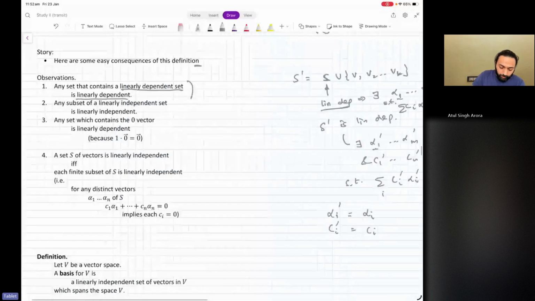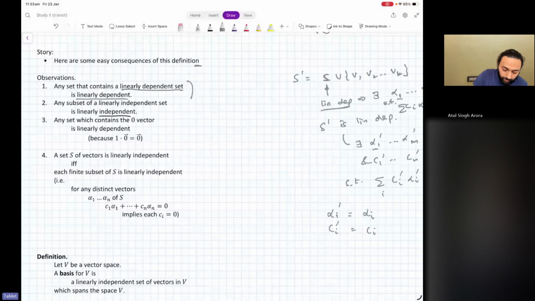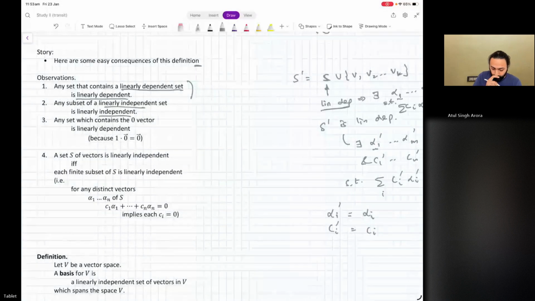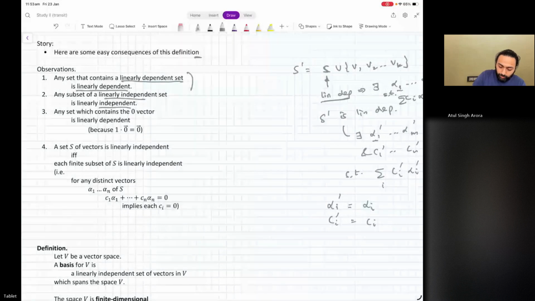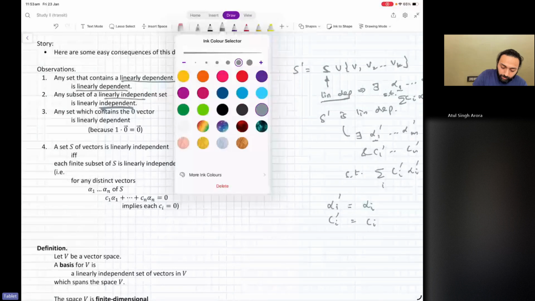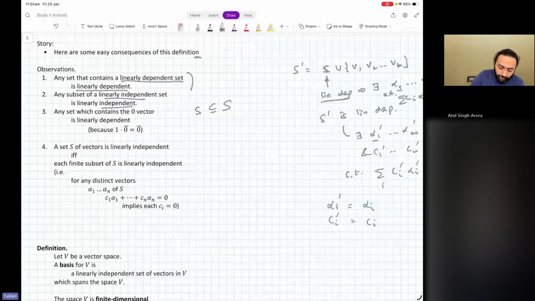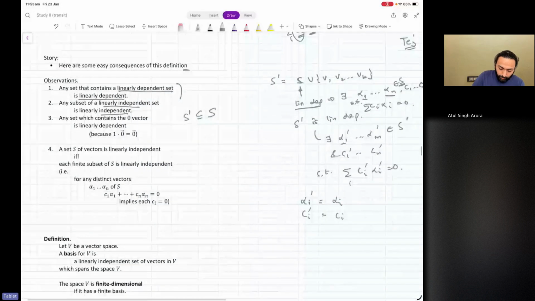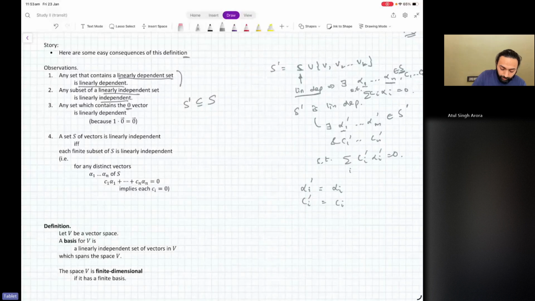Okay, so Tej, let's continue. Any subset of a linearly independent set is linearly independent. Is this one clear? The idea is very similar, because if there's a bigger set, and from this already you cannot make dependent vectors, of course, if you take a smaller set, you will not be able to make dependent vectors either. And then, any set which contains the zero vector is linearly dependent.